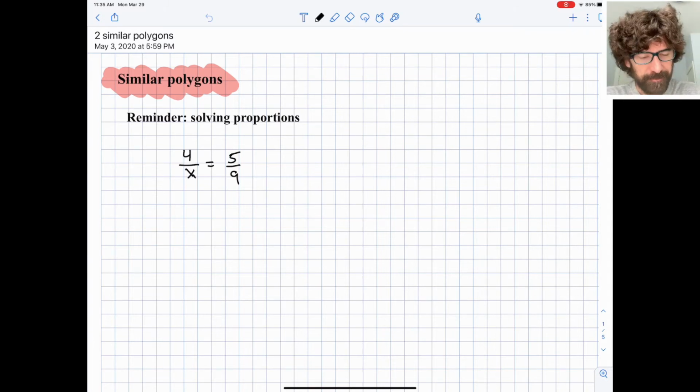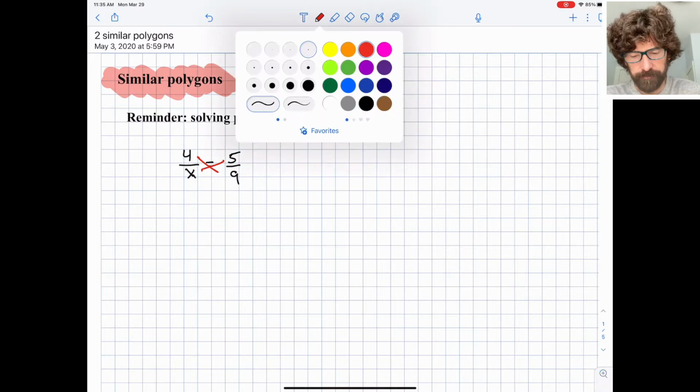All right, this is a video for geometry on similar polygons, and we'll start off with a reminder, a couple introductions, and then we'll solve a few examples. So as a reminder, I want to talk about solving proportions, and I have other videos that go into this in more detail, but just quickly, we want to cross multiply. Here is the most efficient way of doing this.